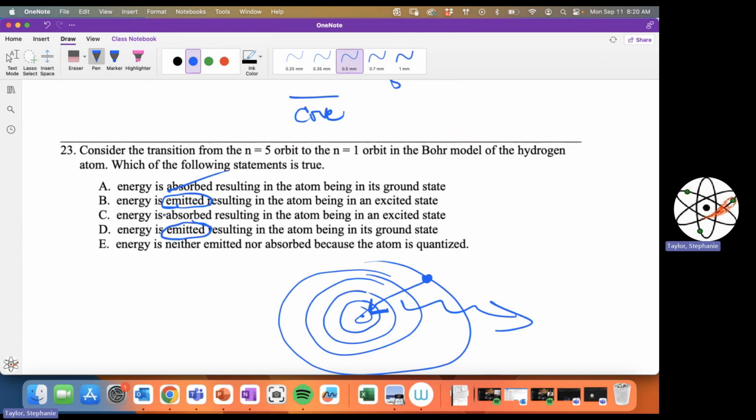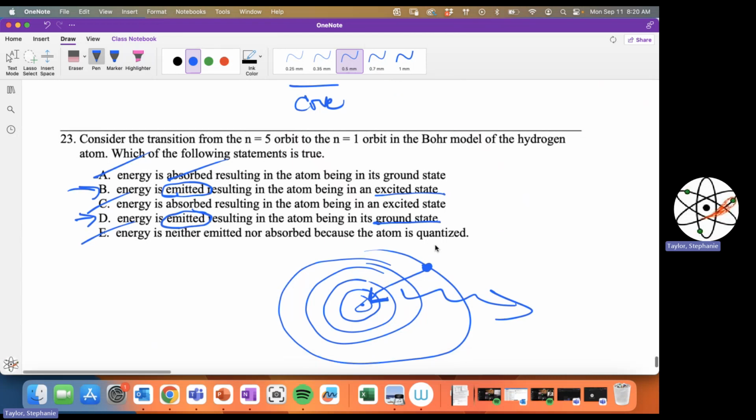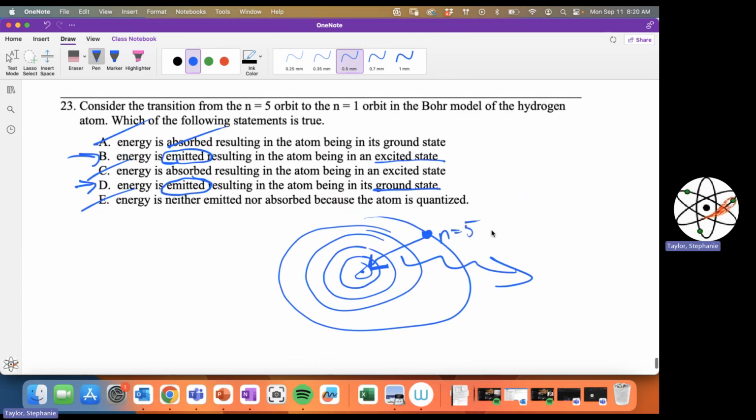So the absorbed ones are wrong. I only have two options, B and D, resulting in the atom being in an excited state versus the ground state. Well, n equals 5 is a high energy state, so this is excited. Down here with n equals 1, this is the ground state. So then the question is, which way is this going? Since this goes from 5 to 1, the atom is going to be in the ground state by the time we're all done. So that means that D is the correct answer.